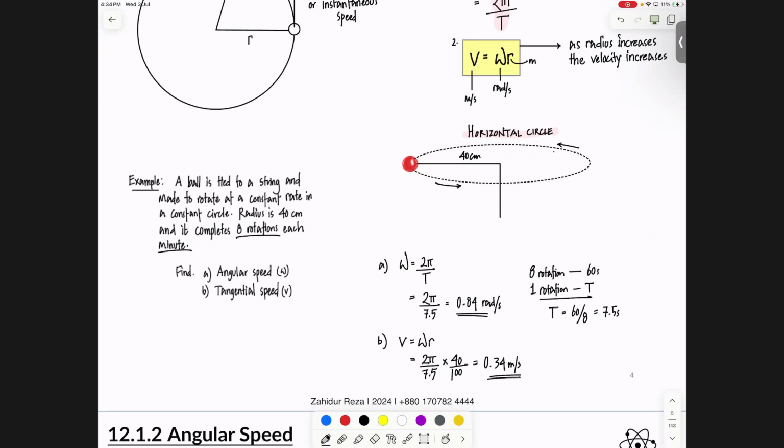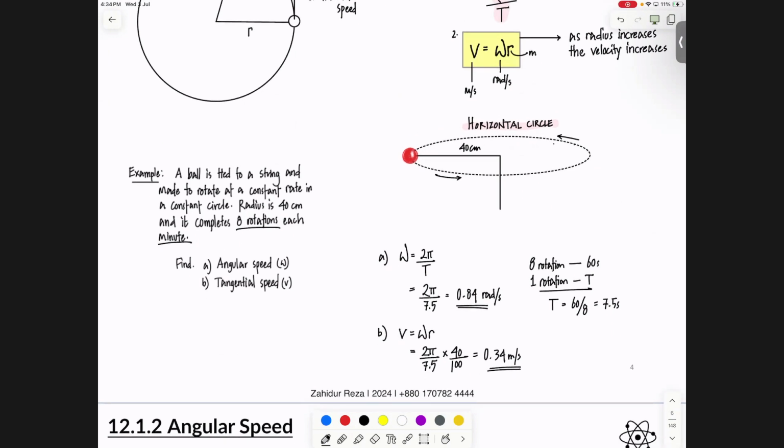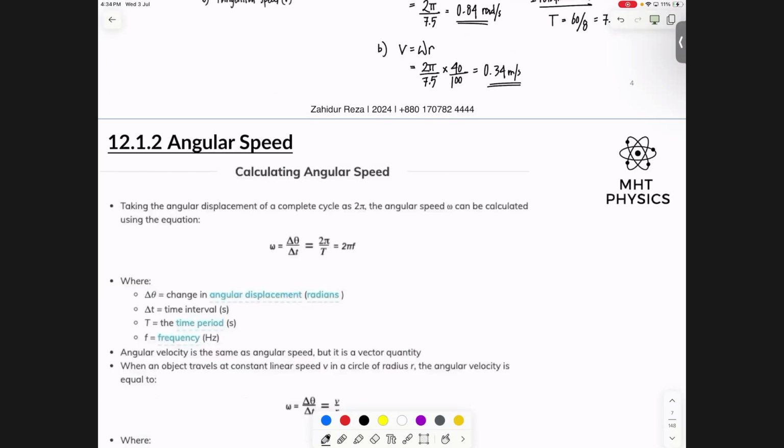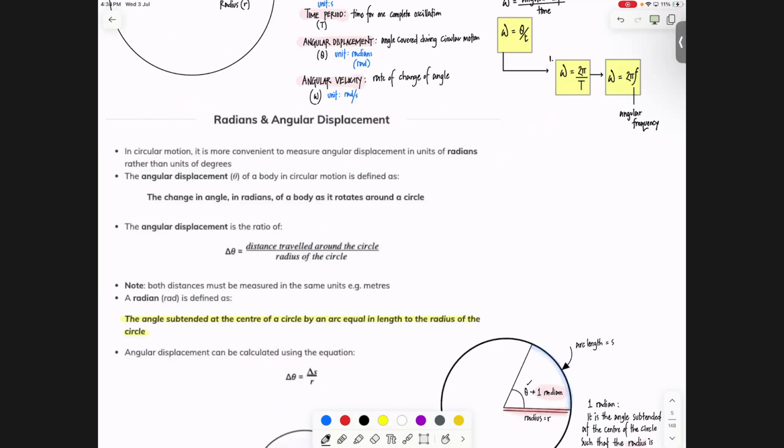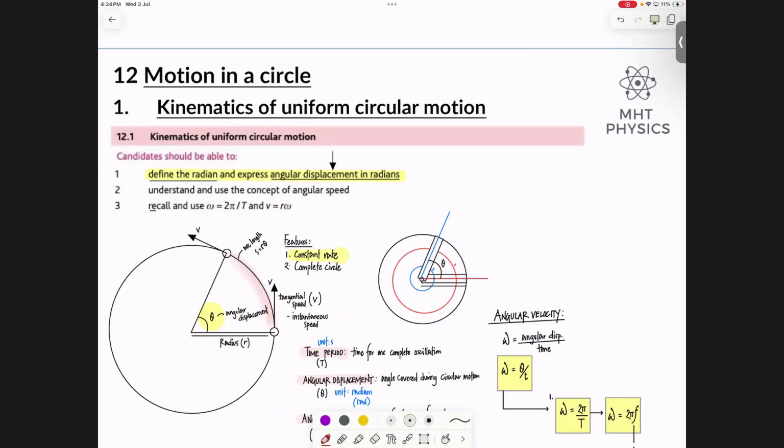Is it clear? Any confusion? Questions that we have established, done. Now we'll move on to another part of the chapter. But before I move on, there's a basic part, so let's tick off the basics. Define a radian. I think you understand that. I hope you can express angular displacement in radians.